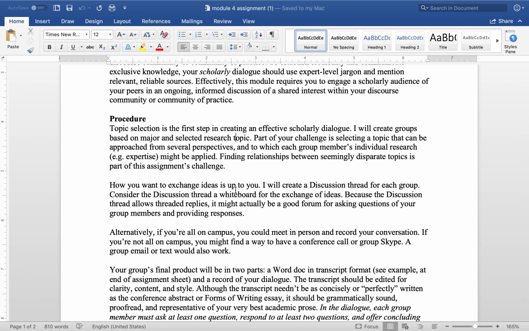Okay, so how does this look? Well, first of all, topic selection. So I'm going to put you into groups, and the groups are going to be loosely based on shared interests. And part of the challenge here is moving from your particular inquiry question to a more common shared interest within the discourse community.